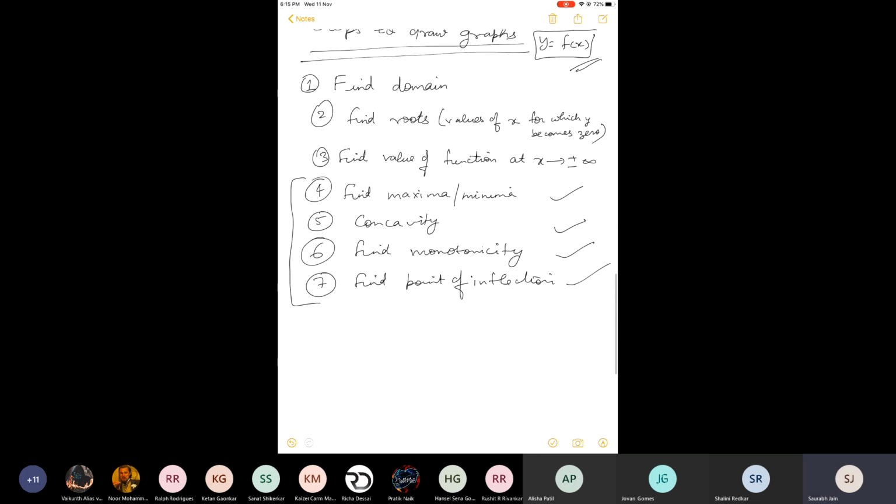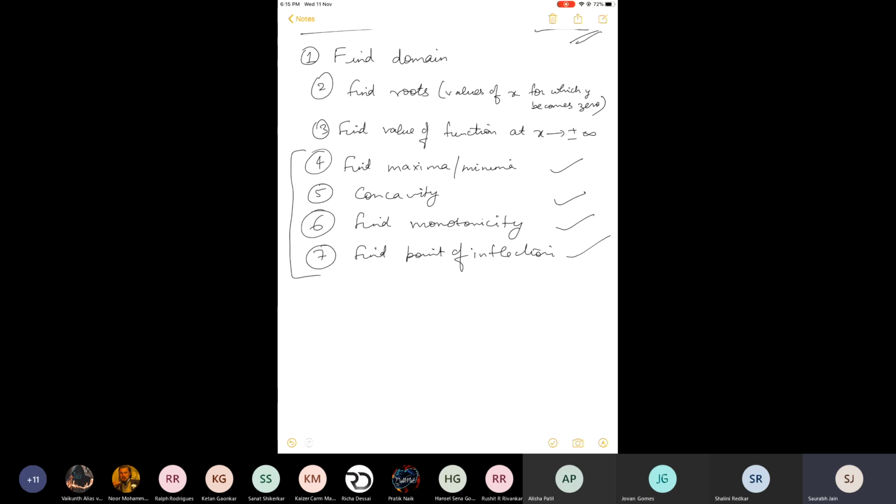Now let us use these steps in some question. I am starting with a very basic example. Draw the graph of y equals x cube once again. Though you already know how to draw its graph, you might have learned by now, but let us use these steps and then draw the graph, instead of learning it.